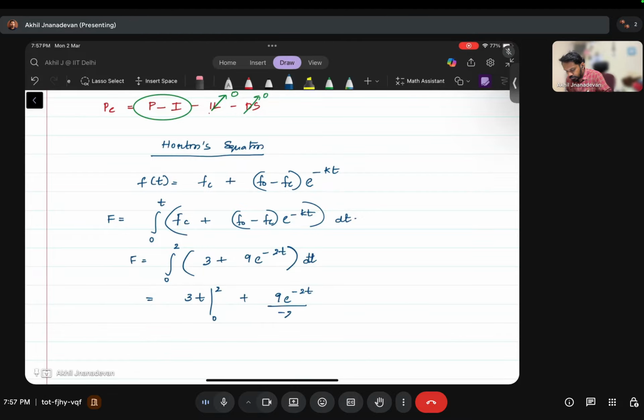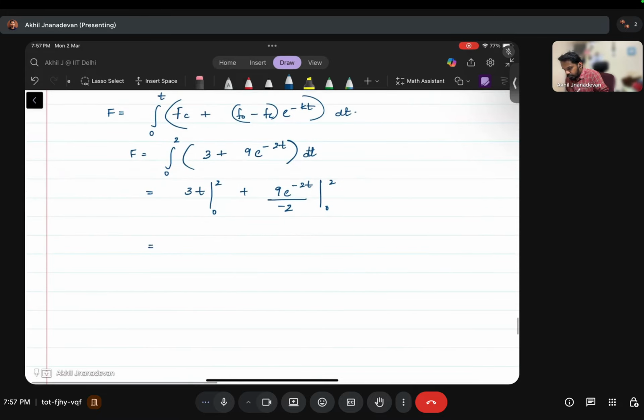If we apply the limits, for t equal to 2 it will be 6 minus 4.5 e raised to minus 4, and for t equal to 0 it will be 0 minus 4.5 e raised to 0. So this comes out to be 10.41758 mm. This is the total infiltration depth that has occurred.